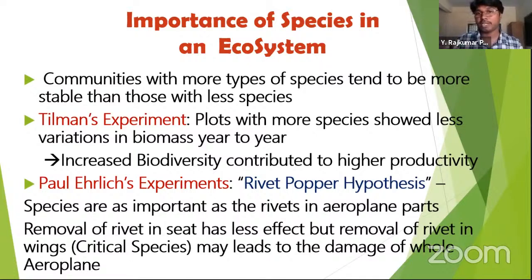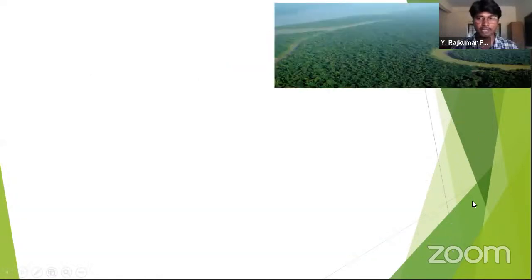If those species got extinct, that means if they are completely eradicated, then the whole ecosystem may be damaged. In this manner, the species are the most important aspects in the ecosystem. Hope you have understood. He compared the species with the rivets. So this is the rivet popper hypothesis. It's most important for your IPE and also NEET exam, so keep an eye upon it.